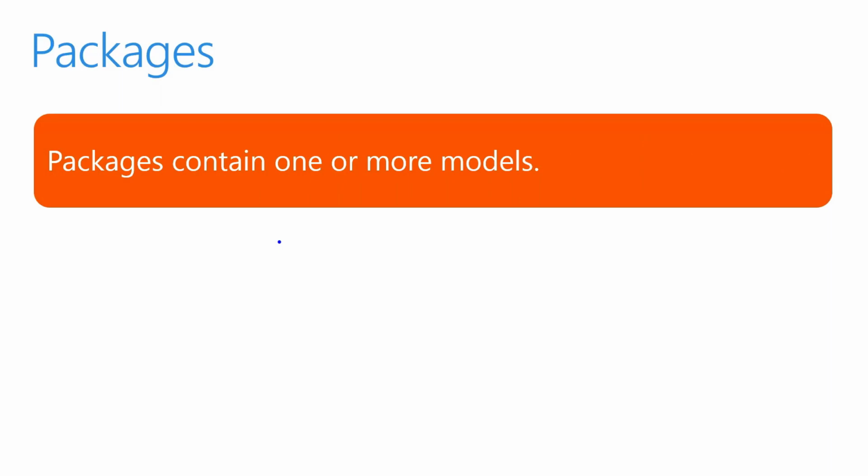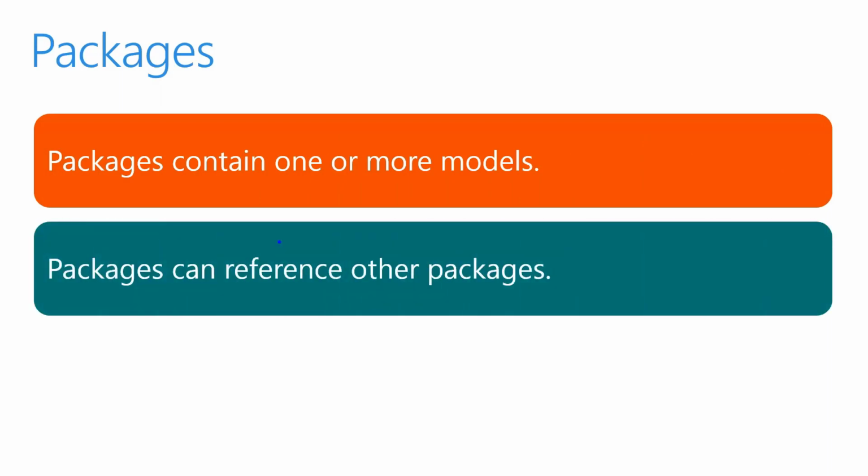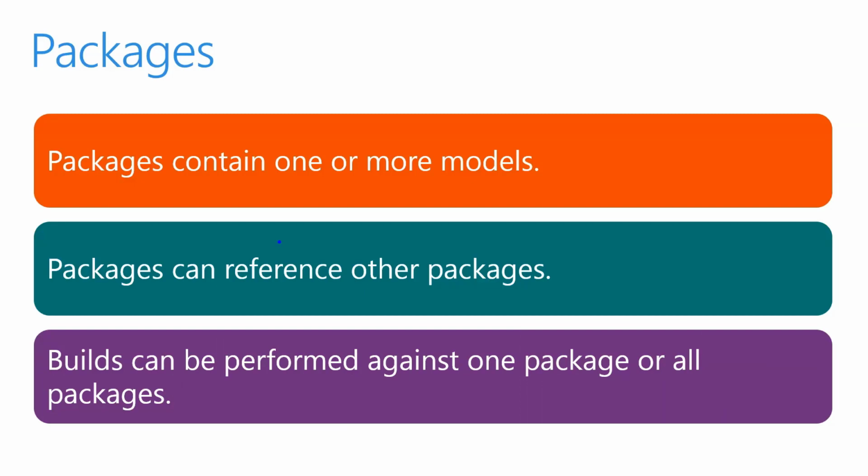Now that we've discussed the key differences exhibited by packages in different environments, let's talk more about their common structure. Packages can contain one or more models. They also can reference other packages in order to use elements from models within the referenced packages. And finally, when performing local builds, you have the flexibility in how many artifacts you want to compile. You can choose to build a single package or all packages. Additionally, you can run a build at the project level, which will then only build the elements within that project.